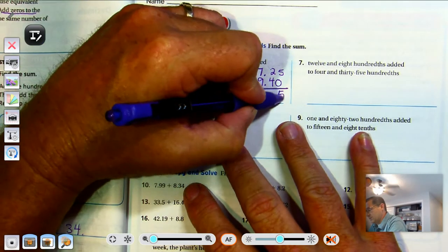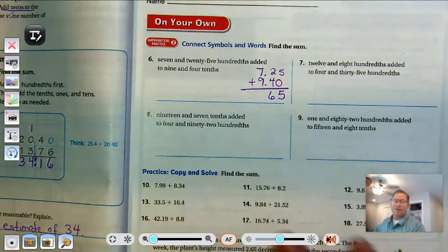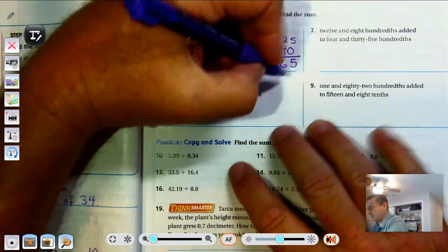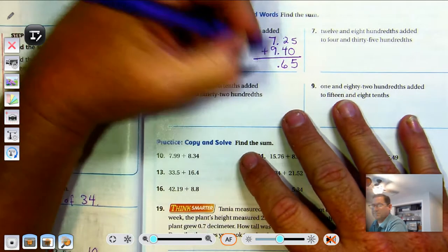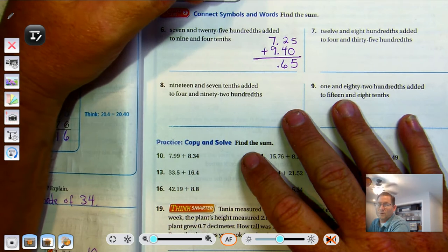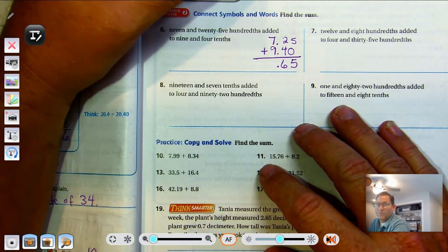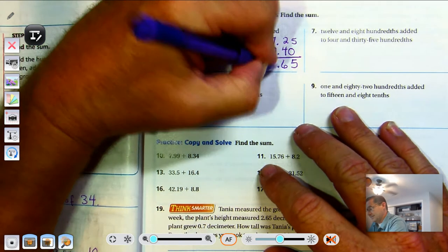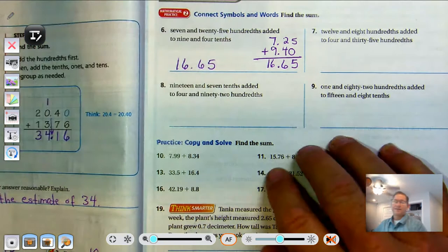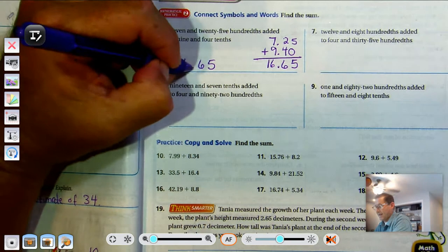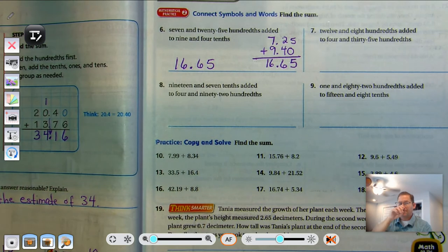5 and 0 hundredths is 5 hundredths. 4 tenths and 2 tenths is 6 tenths. So we have no need to regroup. We're going to move to the ones now. And 9 and 7 more ones. Well, 1 more would give me 10, right? And then I'd have 6 more. So 10 and 6 is 16. 16 and 65 hundredths.